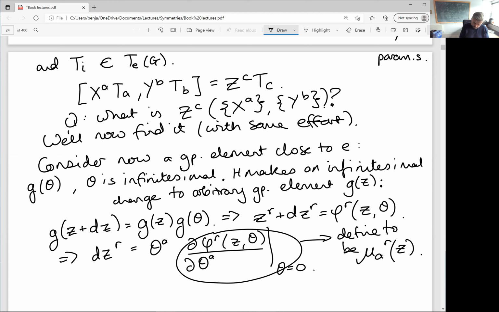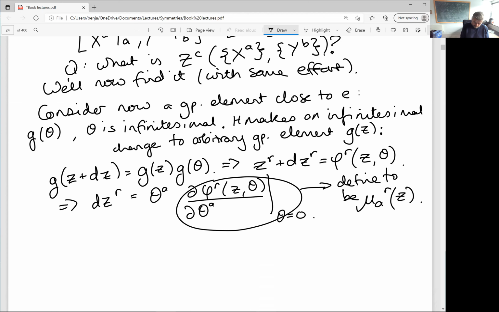Okay, so we just defined that, so we have dz^r is θ^a μ_a^r(z). This is equation 2.4. I'm numbering the equations that we need to refer to in the future. Okay, all right, so that's how we start off.